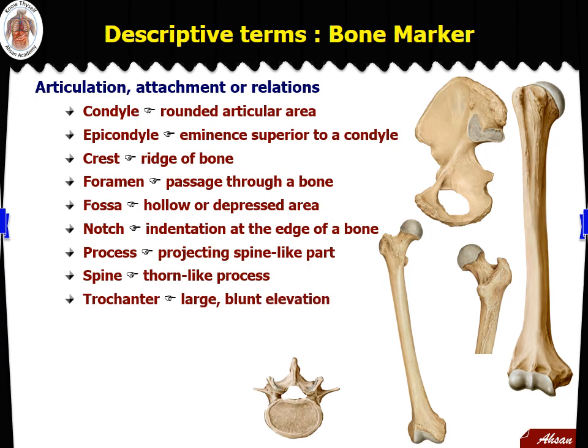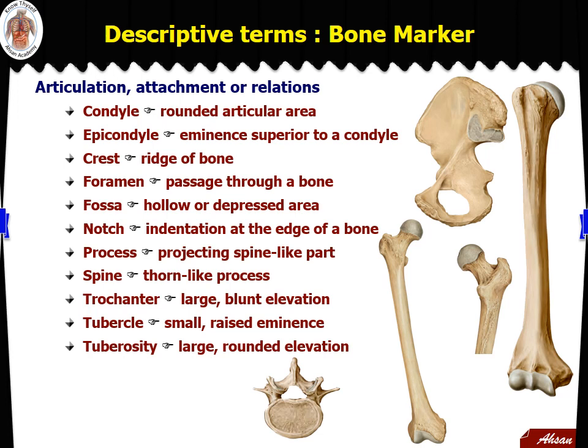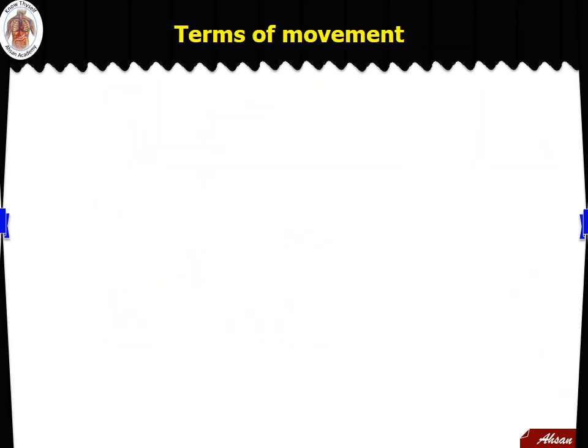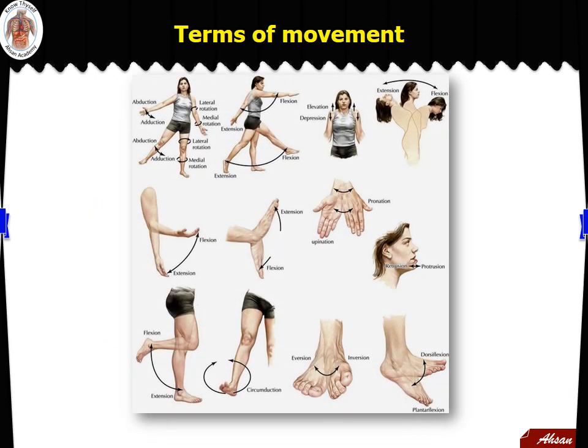Trochanter is a large, blunt elevation. Tubercle is a small, raised eminence. Tuberosity is a larger, rounded elevation. So in this way, for every naming terminology, we must know the describing words so that we understand and can mention the name correctly.